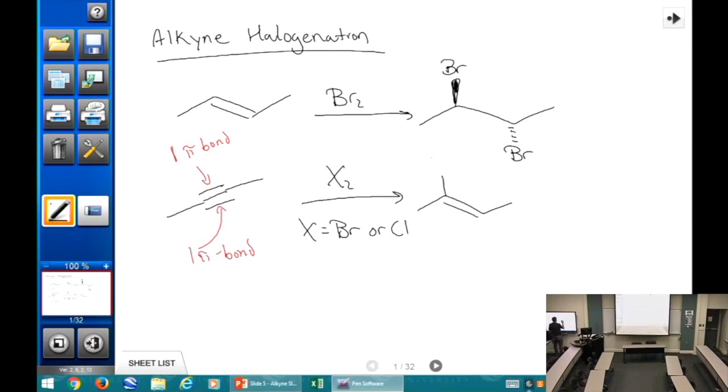So we can add a halide to each side and keep our pi bond. So we can keep a pi bond, or we can add two halides to each side and get rid of our pi bond. Right? And that's going to be determined based on the number of equivalents we use.